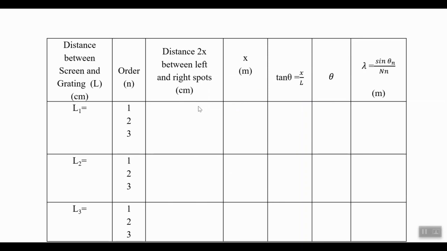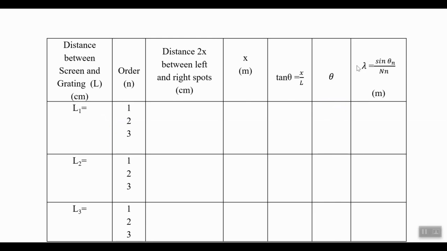That means 2x divided by 2 is x. The distance between the grating and the center of the screen is measured as L centimeters, which in this case is 400 centimeters. So you can easily calculate tan theta, which is x by L. From that, find out the value of theta. Theta is nothing but tan inverse x by L. So once theta is calculated, the angle of diffraction is known.